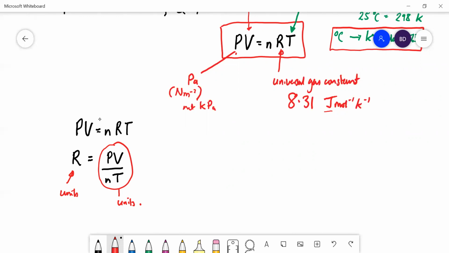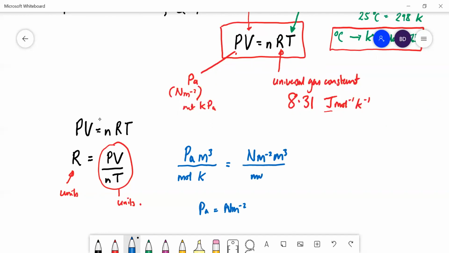Okay, so pressure is measured in pascals. Volume, we said, is measured in meters cubed. N is a number of moles, so that's mole. And temperature is measured in Kelvin. But I can simplify that a little bit because a pascal is equal to a Newton per meter squared, isn't it? So that should be capital N, newtons. So that's going to be N m^-2 m^3 over mole K.